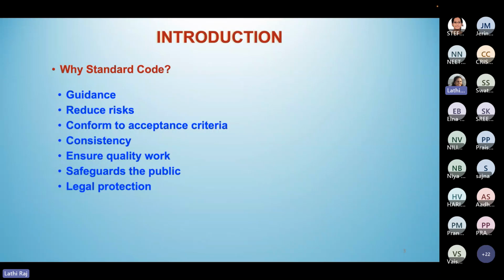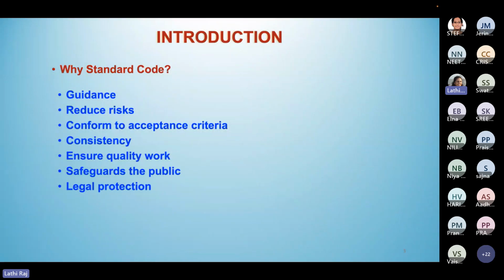Then ensure the quality of work. So whether it is in design or in construction or execution, or the decision on the type of material, there should be some rules or some criteria based on which you can accept it. That acceptance criteria is based on basically the quality. So these codes give you certain acceptance criteria for this. So that is how it is ensuring the quality of work, whether it is in design or execution of the job.